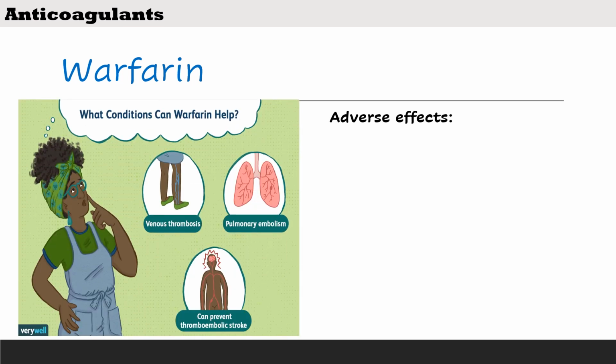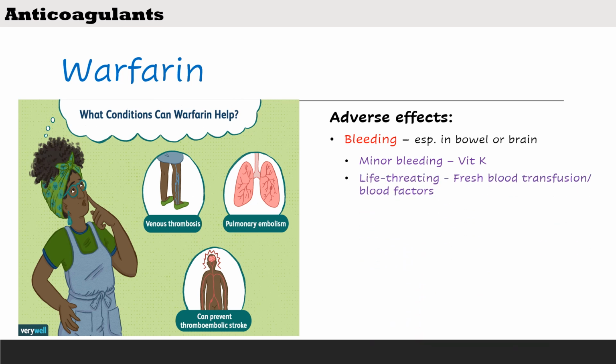So what is warfarin used for? Warfarin, similarly, is used for venous thrombosis, pulmonary embolism, and can also prevent thromboembolic stroke. So these are all prophylactic uses. Adverse effects of warfarin include bleeding, especially in the bowel and brain. If there's minor bleeding, because it's a vitamin K antagonist, you can give vitamin K. But if you have life-threatening bleeding, then you give fresh blood transfusion or blood factors to activate the clotting.